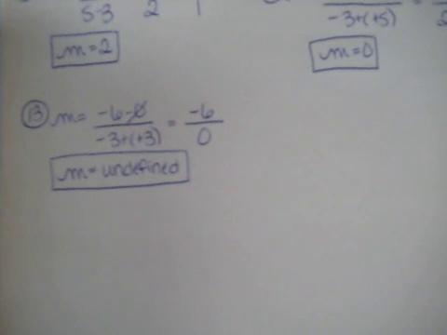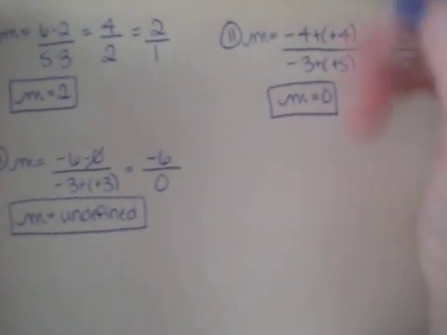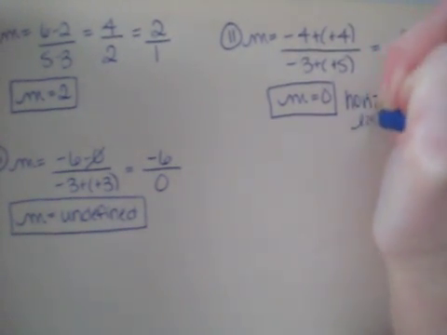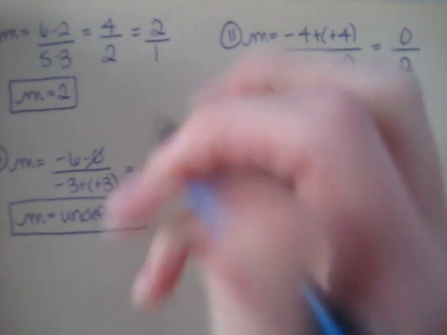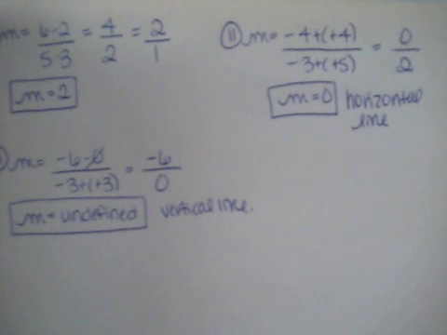Okay, so recap, you can have a slope that's an actual number, a slope that's 0, and this again is a horizontal line. Or you can have a slope that is undefined, and that is a vertical line. That information is important. We will be referring to that again in the future, so remember that.